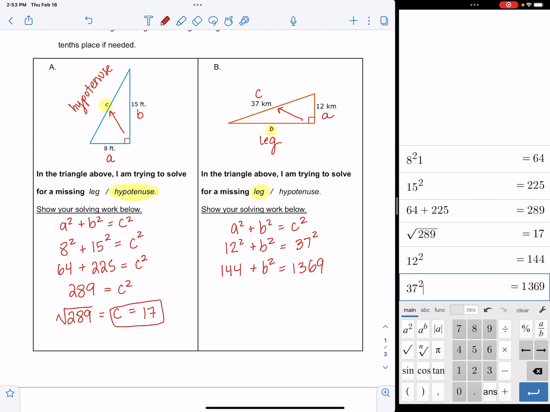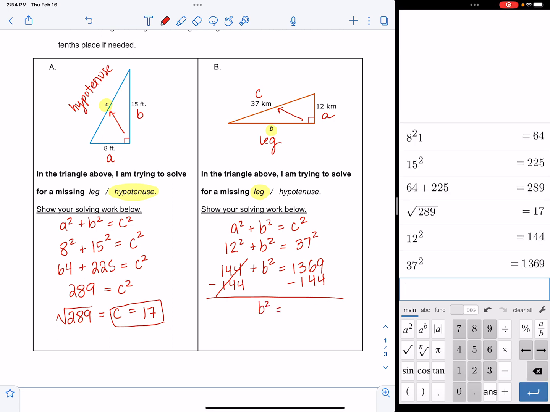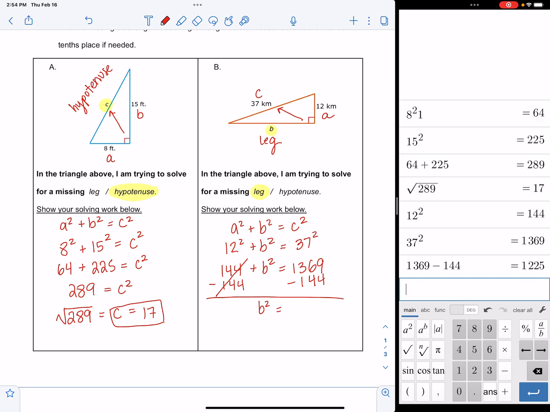Now for me to solve for b, I need b to be what's called isolated, right? I need b to be by itself. So because this 144 is being added to it, it's positive right now, I'm going to subtract it on both sides of the equation so that b is isolated. I've canceled it out on the left. I'm left with b squared equals 1369 minus 144.